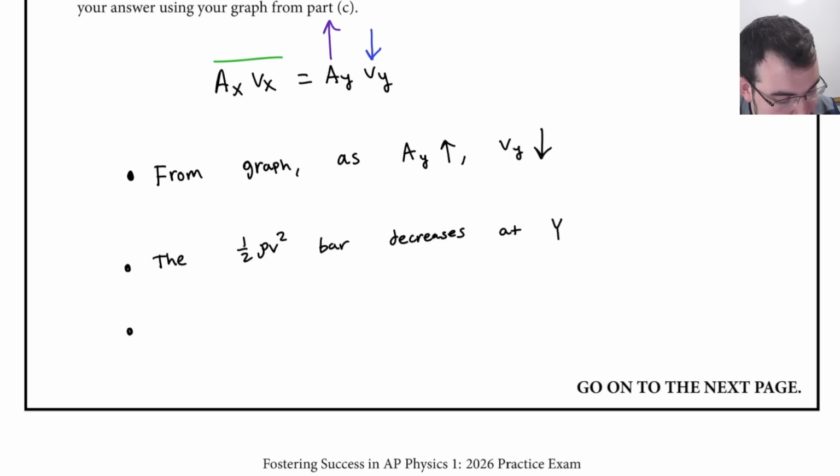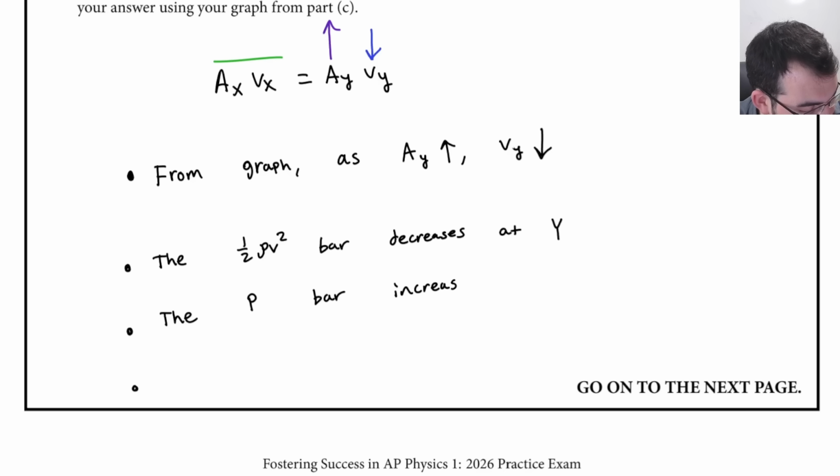So as a result of that, this means the P bar must increase compared to what it was before. And since I said 2, we could really kind of get sneaky here and say the rho GH bar stays the same.